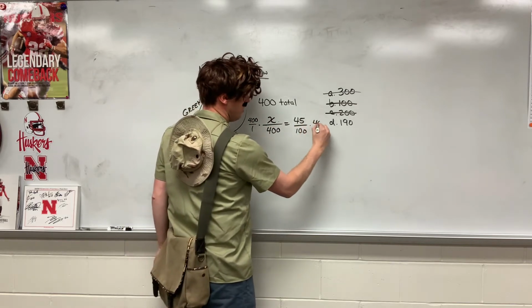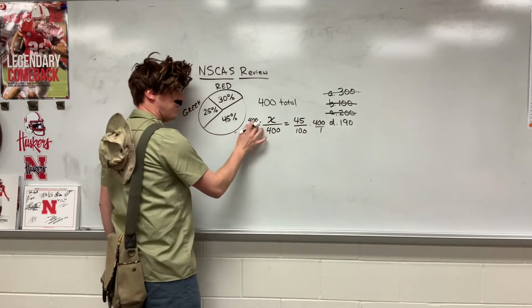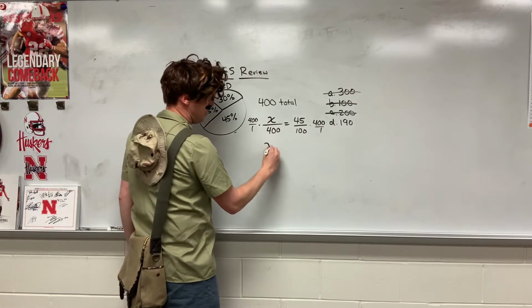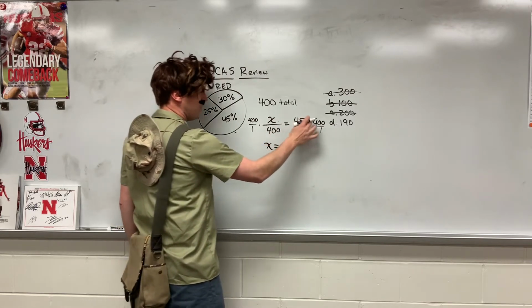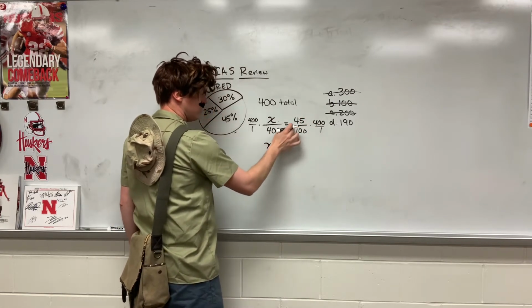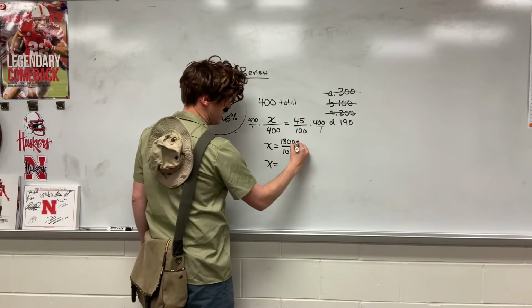That's 400 over 1 on both sides. Okay, this would be 400 over 400x, so x is now by itself. This is 45 times 400. Okay, then we have over 100 times 1, so that's 18,000.